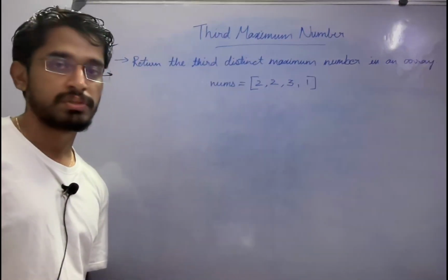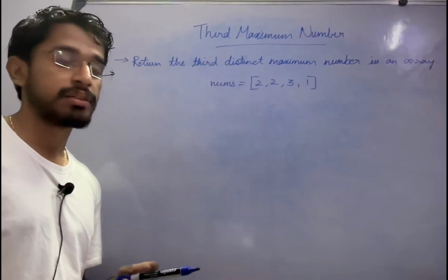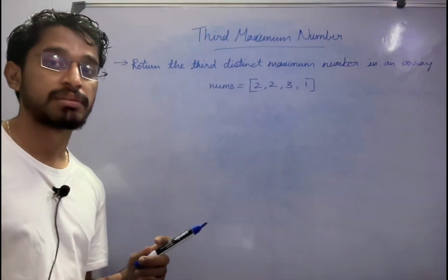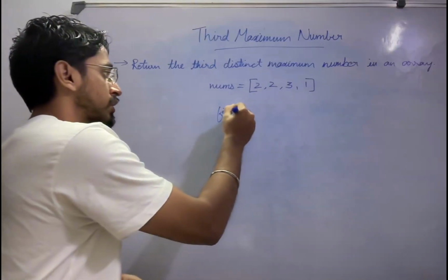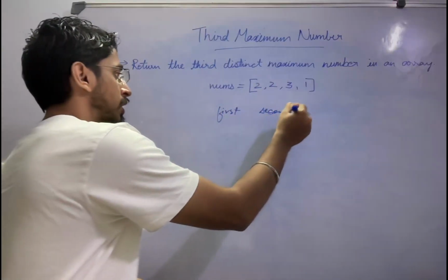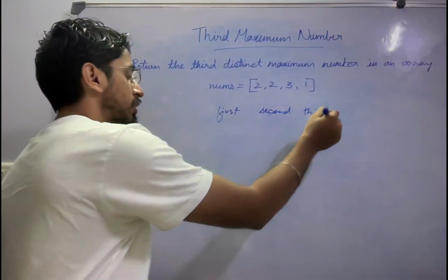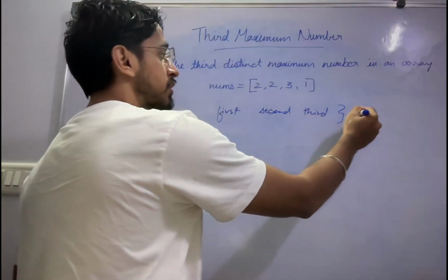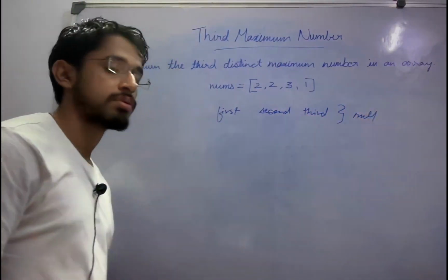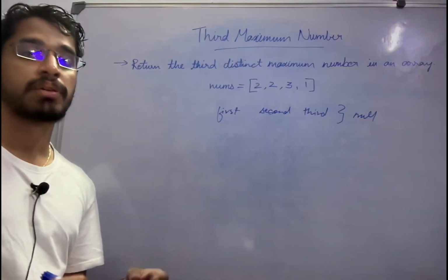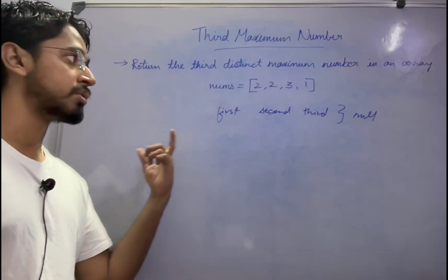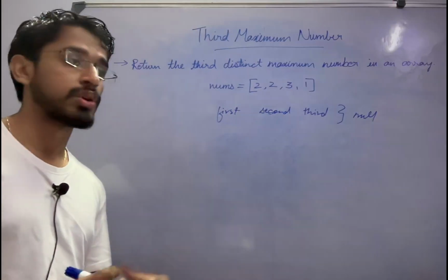What we could do is create 3 variables, for the first maximum number, second and third. Initially these 3 variables will be set to null, so they don't have any value in them. We just loop across the given array one by one, and place the elements in these three variables. So what do I mean by that?